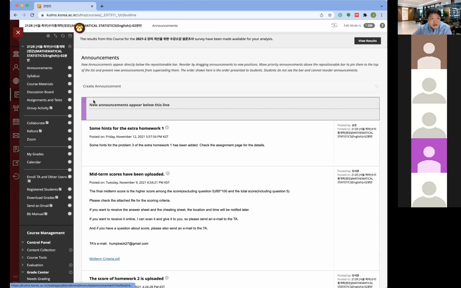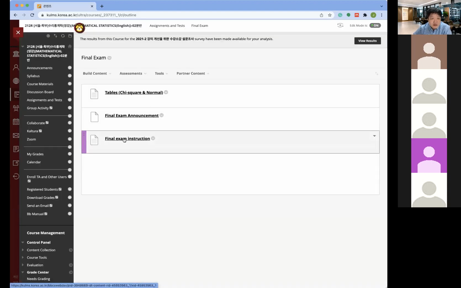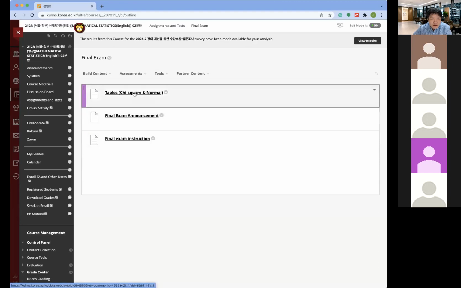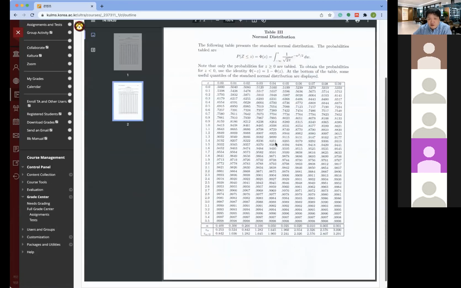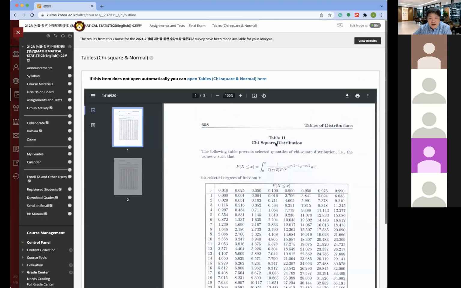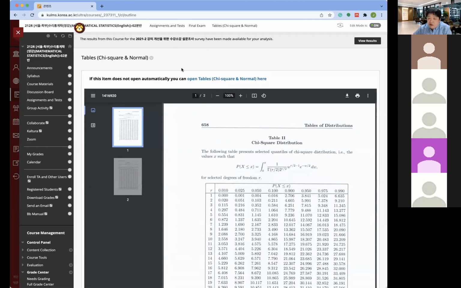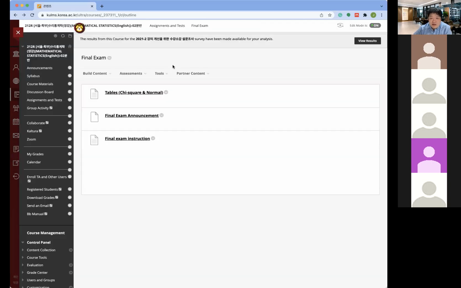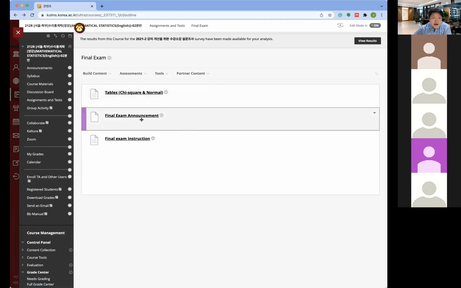I've uploaded the exam instructions and the announcements over here. So this is a table for the chi-square distribution and the normal distribution. I think you already know this from the previous courses, the probability and the basic statistics class, so I just skipped that. I will put that in there just in case you need it.